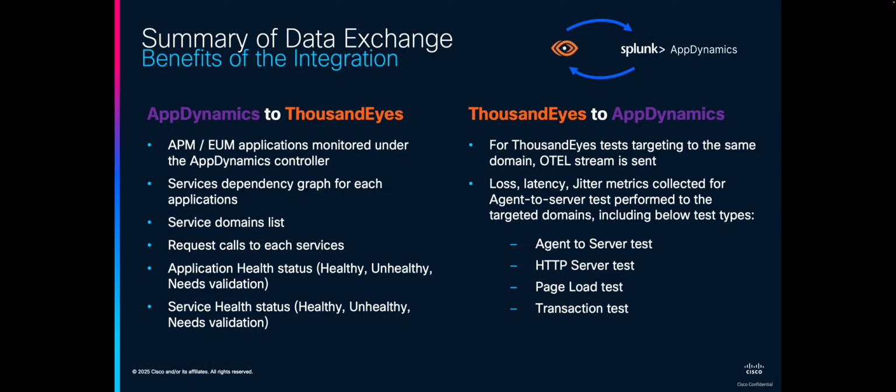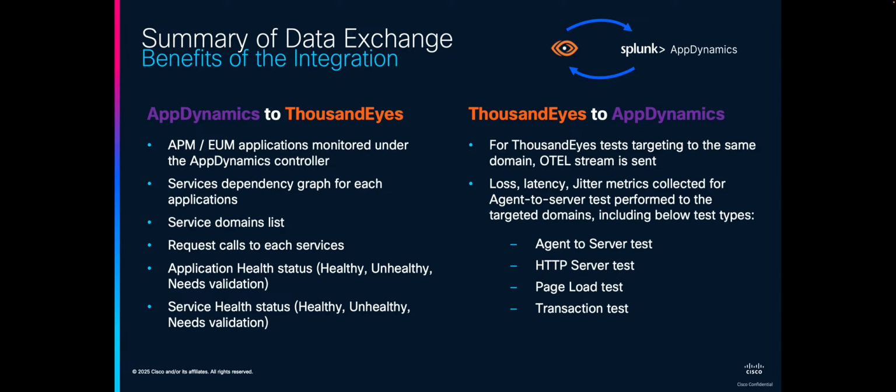Okay, and then this is another really good summary page. You get a lot of benefit out of it, so let's start looking at some of the metrics that are going back and forth. From AppDynamics to ThousandEyes, like I said before, APM and EUM application information. As well, you get your services and service dependencies for each of those applications. You get your service domain lists. You get the request calls for each service, application health, and also the service health.